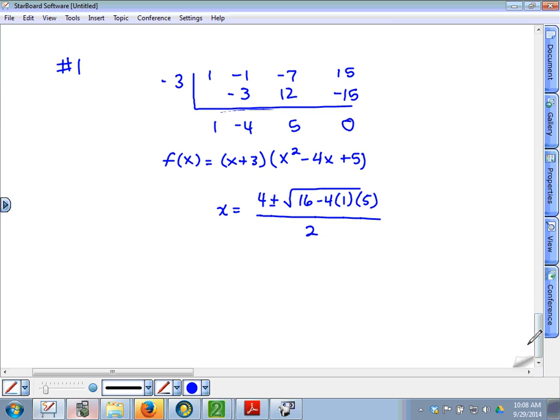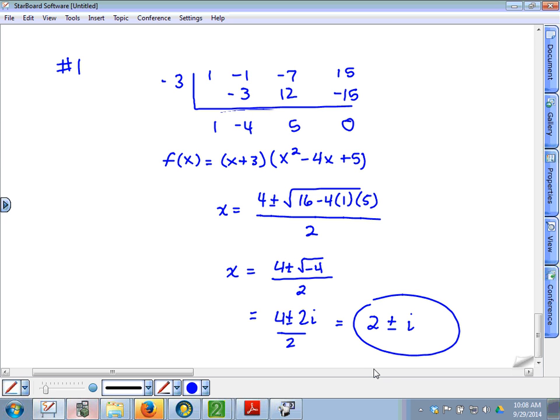This is 16 minus 20. Does anybody know what 16 minus 20 is? -4. So we have x equals 4 plus or minus the square root of -4 all over 2, which is 4 plus or minus 2i all over 2, which is 2 plus or minus i. So those are 2 of the zeros. We already knew that the other one was x equals -3. So those are all of the zeros. x equals -3 and x equals 2 plus or minus i.